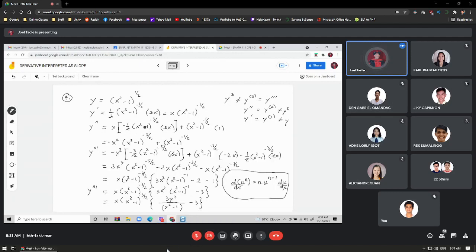Then, atong gi-simplify, makancel na sa nato ang 2. So, dia na tayo negative x times x. So, we have negative x squared. Then, multiplied by quantity x squared minus 1 raised to the power negative 3 halves. Then, sa second term, anything multiplied by 1 is equal to itself. So, we have this, quantity x squared minus 1 raised to the power negative 1 half. Then, ato na siyang gi-differentiate pagbalik to determine the third derivative.